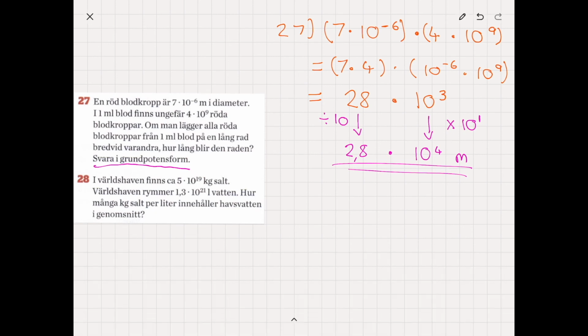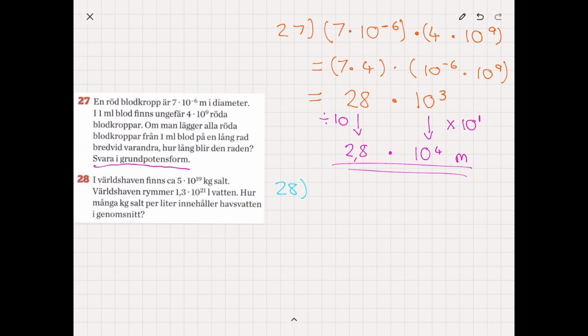So let's now move on to question 28. In the world seas, there is roughly 5 times 10 to the power 19 kilograms of salt. The world seas have around about 1.3 times 10 to the power 21 litres of water.